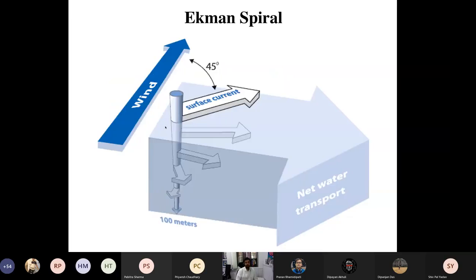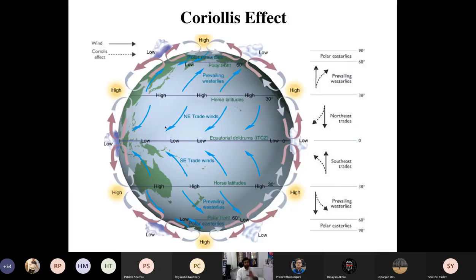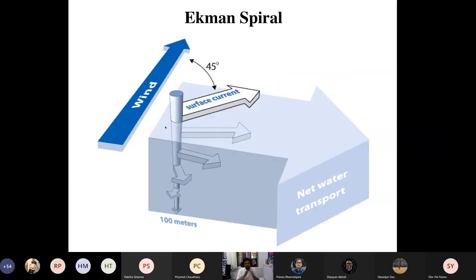Okay. Now, this leads to the idea that there is the Ekman spiral. I'm not going to get deep into the Ekman spiral. I'm going to give you a brief overview of what the Ekman spiral is. Whenever we have wind flowing in a particular direction, the surface water mass right below that wind is going to be deflected at an angle of 45 degrees to the wind, and that 45 degrees will be to the right in the northern hemisphere and left in the southern hemisphere.